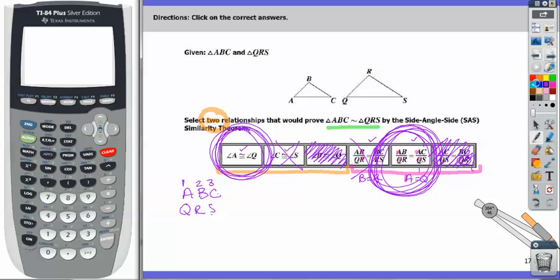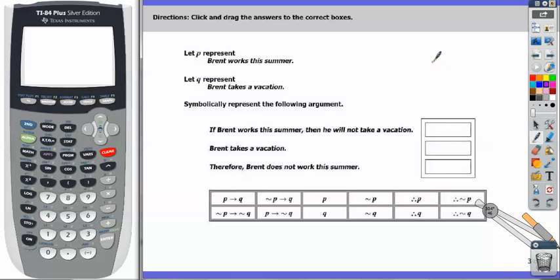So let's see the next problem. Patterns, patterns, patterns. Now this one's patterns because, and I'll highlight, P is Brent works this summer. So here's a P. Oh, Brent's doing something with working this summer. Q is Brent takes a vacation. Oh, he is not taking a vacation, but it says, and then he is taking a vacation.